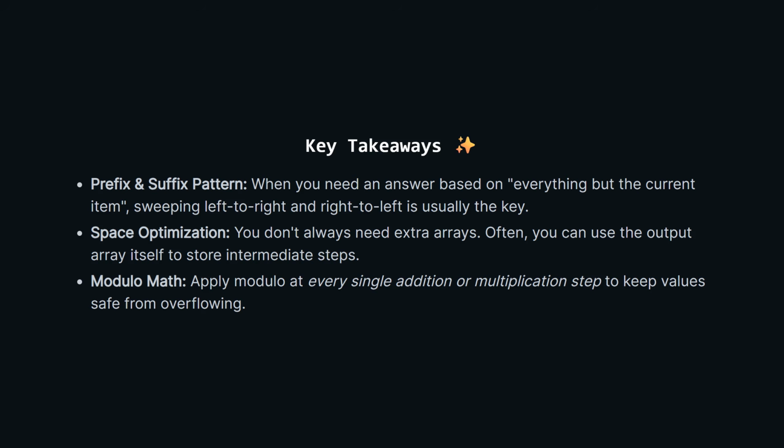So let's wrap it up. We learned that when a problem asks for information about everything except the current item, sweeping from both directions is a powerful tool. We also saw how we can save a ton of memory by reusing our final answer grid for temporary storage. And lastly, whenever a problem gives you a modulo rule, make sure you apply it at every single math step, not just at the very end.